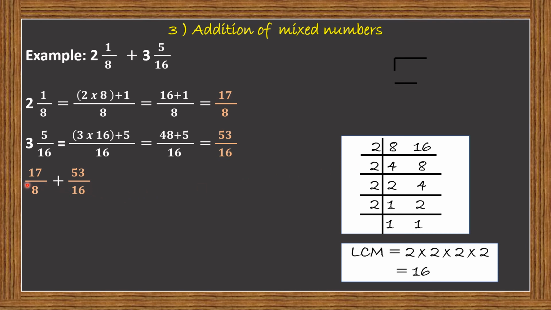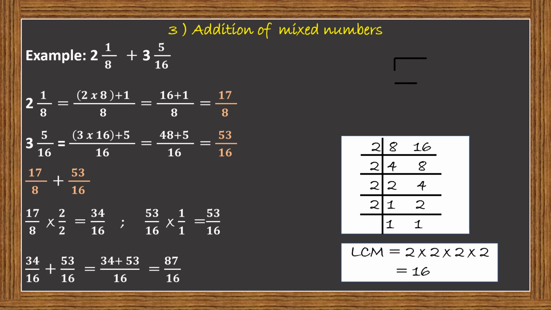So we have to make the denominator 16. Here we have to convert 8 to 16 and here the 16 is already there, so we don't have to change it. So 17 upon 8 can be written as 2 into 2 so that 8 can be converted to 16. 8 2s are 16 and 17 2s are 34. Now 53 upon 16 we don't have to change because 16 itself is the LCM. So we have multiplied this fraction by 1 by 1, so it becomes 53 and it remains 16 only.